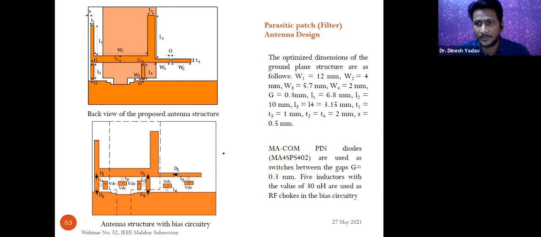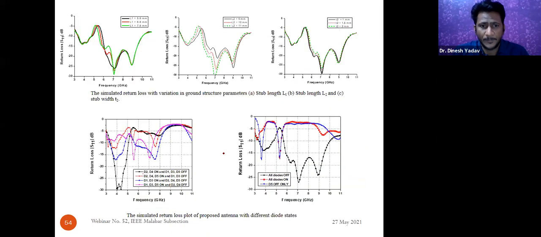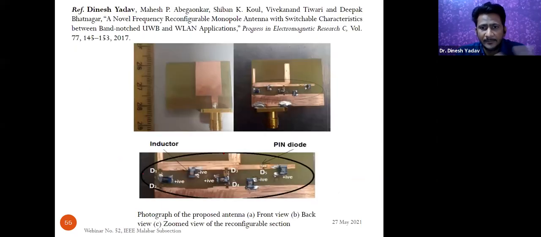So finally we got success in this work, and we have found that the switching of band is also achieved, and it is published in Progressive Electromagnetics Research Journal. So in this work also, iteration is required before placing the diode: how the band notch can be fixed, how the position of the band notch has been fixed, and then this is the structure.